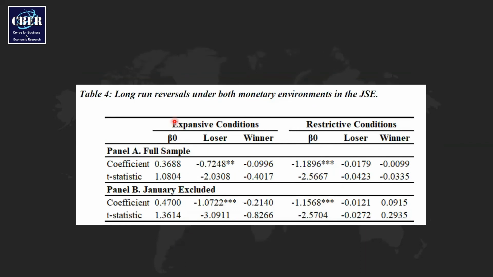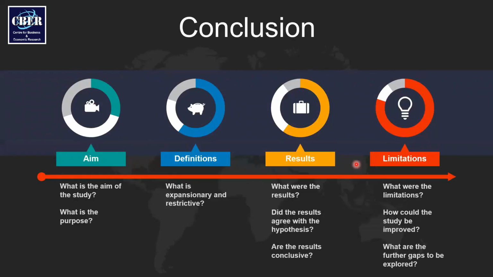And then lastly, we look at table 4, which is an expansion of table 2. And what we can see here is that under expansive and restrictive conditions, the losers still fail to produce superior returns compared to the winner, even if we exclude January. In fact, they even perform much worse if you compare these two numbers. But however, from expansive to restrictive conditions, the loser portfolios tend to close the gap.